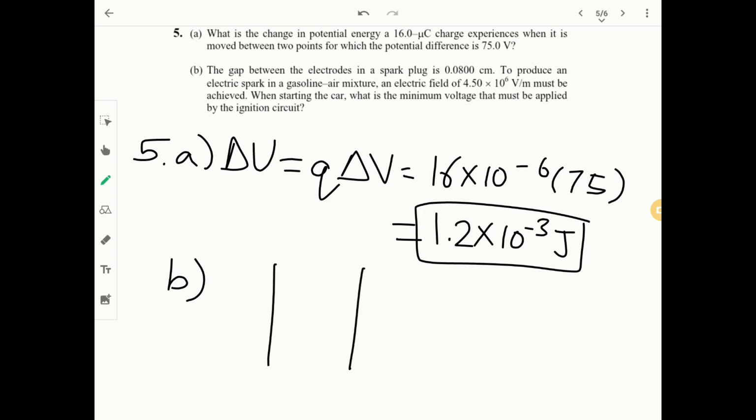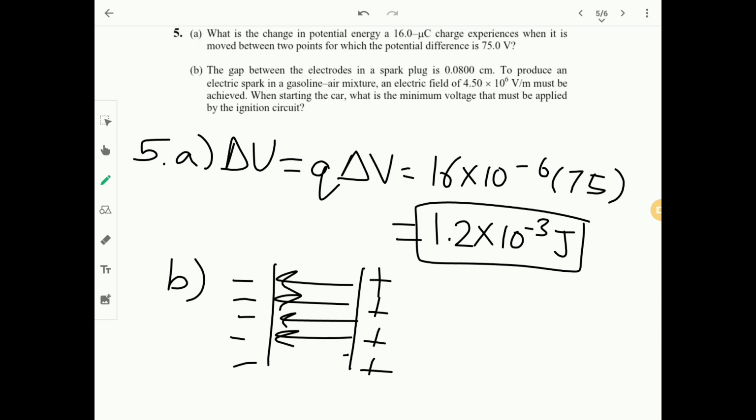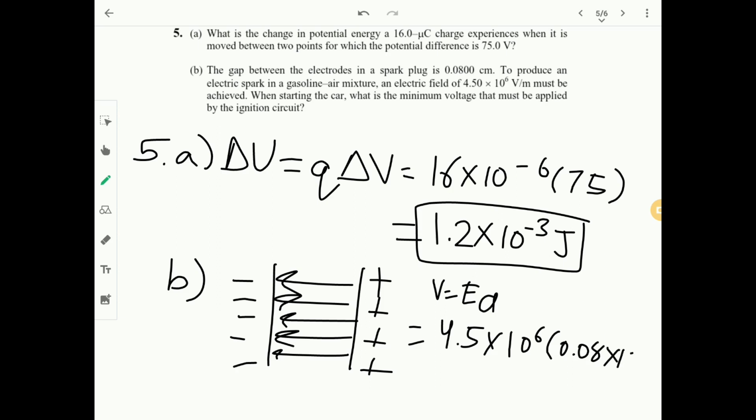You have two electrodes. One is negatively charged, one is positively charged. The direction of the field is this, and it's uniform. Now what is the formula when it's uniform? V equals ED, and we have E and D. It's 4.5 times 10 to the 6 into 0.08 times 10 to the minus 2, dividing by 100, and we should get 3600 volts. So this is the minimum voltage that must be applied by the ignition current. And we're done with question 5.